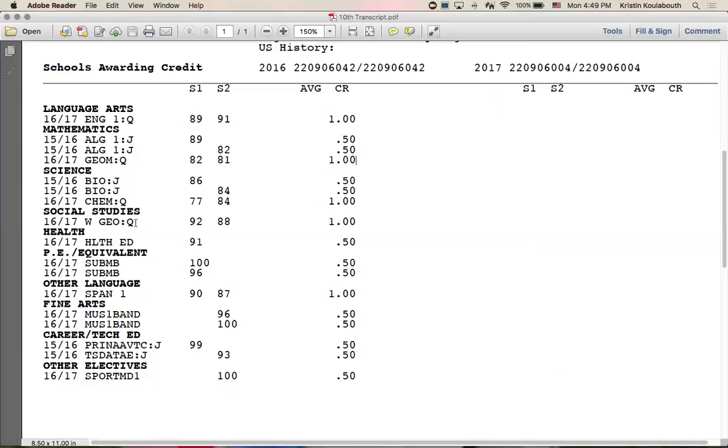So moving on to social studies, world geography was last year. If you took AP Human Geography, that will show up in the same place. It just takes the place of World Geography. So as long as you have either one, you are good to go.